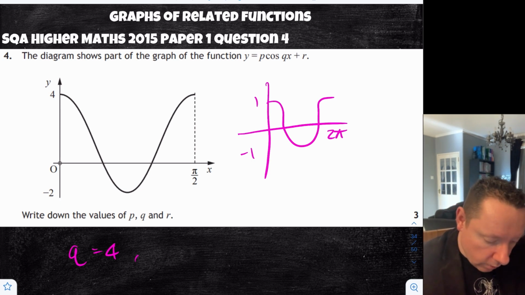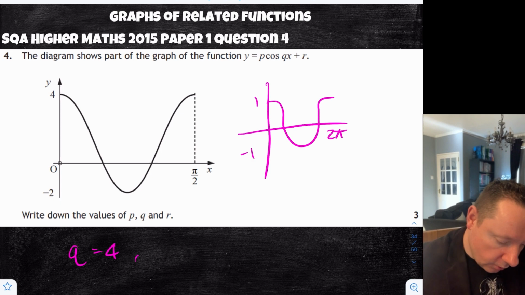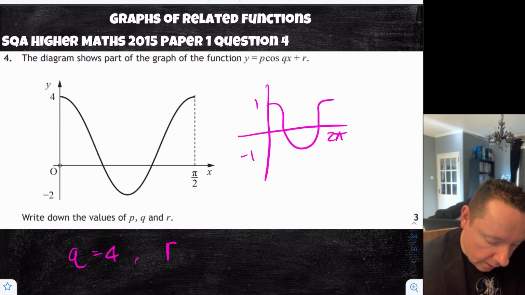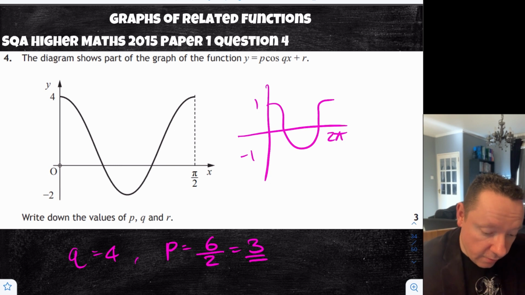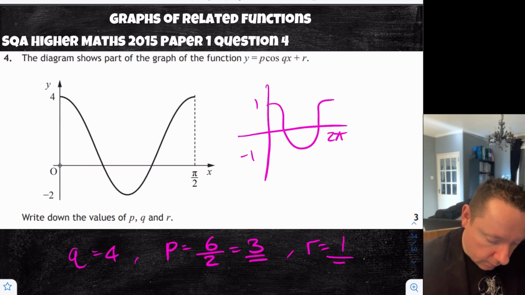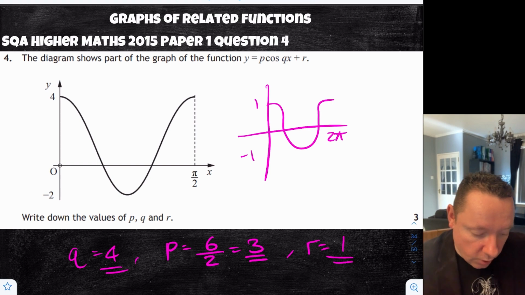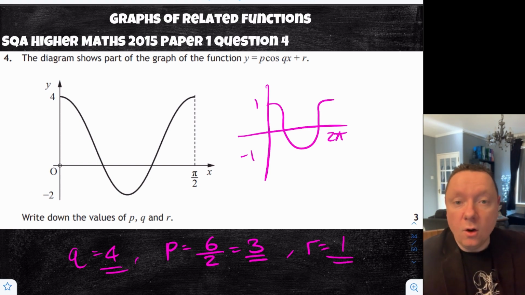Okay, to get our amplitude, if we just work out the difference between the maximum and minimum, I've got 4 and minus 2, which is 6. So to get p, I can just do 4 to minus 2 is 6. Half of that is 3, so P is 3. And then for r, now I've got p, it's easy. If it was just 3 cos x, it would go up to 3, but it starts at 4, so I've added 1. So r is just equal to 1. And we're done there. We've written down the values of p, q, and r. Now, the function is 3 cos 4x plus 1.